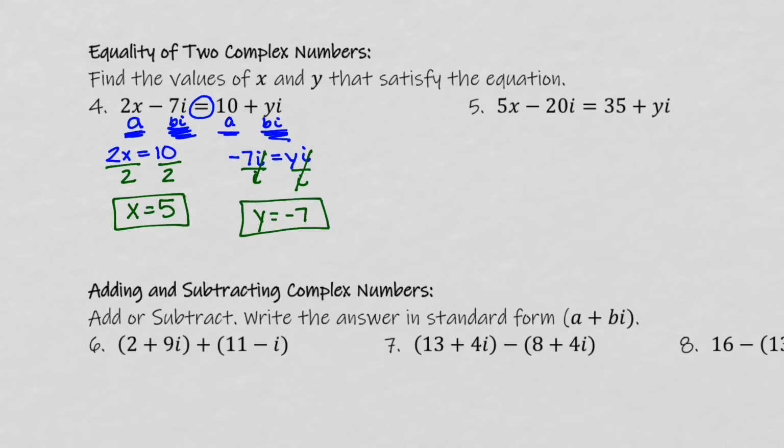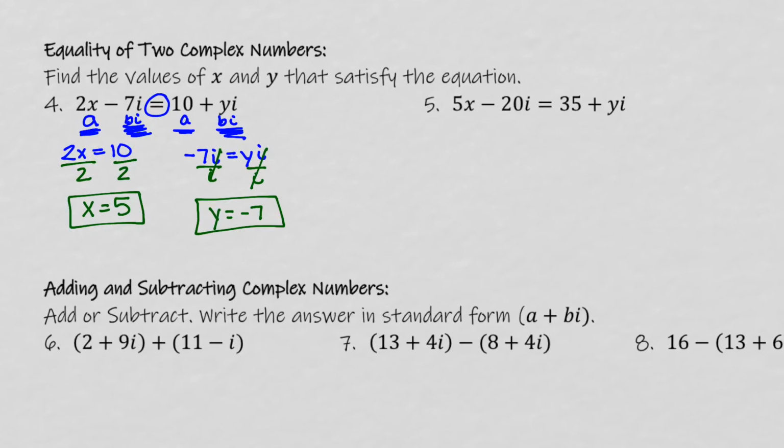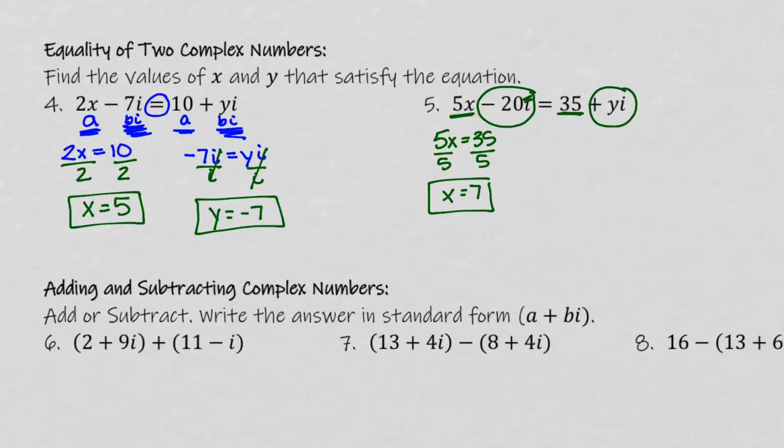Okay, so let's go to number 5. So here's a, and that's a. So I know that 5x has to equal 35. If I divide by 5, I get x is 7. And this is the imaginary. Look, if I just eliminate the i's, it's a lot faster to solve for y. y is just going to equal negative 20. It's what's in front of i.